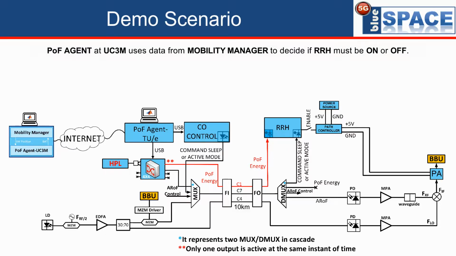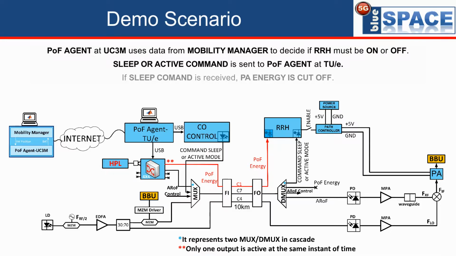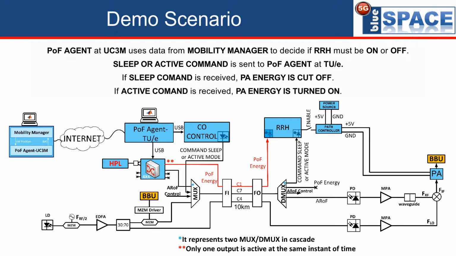Power over fiber agent at University Charles III uses data from Mobility Manager to decide if RRH must be on or off. Sleep mode or active mode command is sent to power over fiber agent at Eindhoven University of Technology. If sleep command is received, power amplifier energy is cut off. If an active command is received, power amplifier energy is turned on.